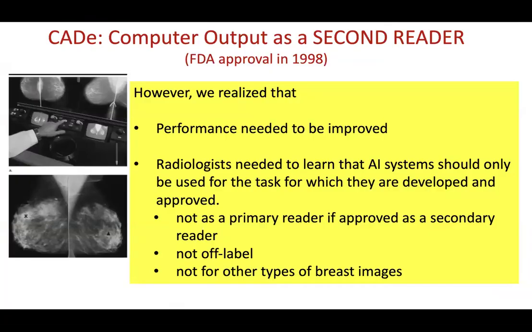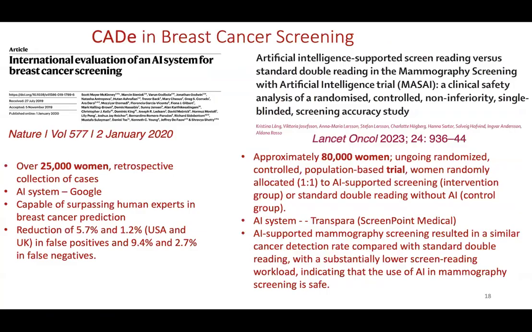Of course, back then we realized that the performance needed to be improved. Radiologists needed to learn that AI systems should only be used for the tasks for which they were developed, not as a primary reader if it was approved as a secondary. Sometimes the computer would output a false positive. You couldn't just go with that. And not off-label, and not for other types of breast images.